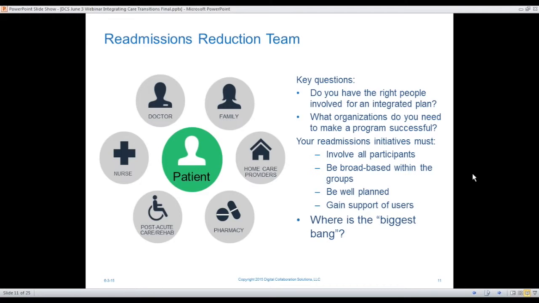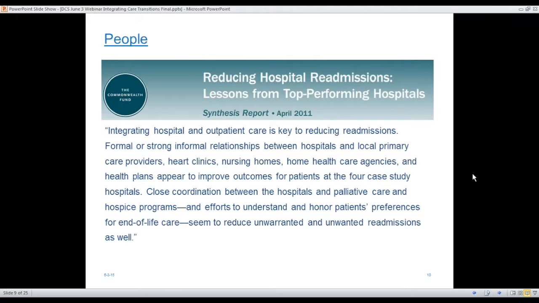The third area that we talked about is people. And once again, people are critical to delivering healthcare. A study by the Commonwealth Fund on reducing hospital readmissions looked across top-performing hospitals and came away with several key points that are here. First, you have to integrate the hospital and outpatient care, and you have to build formal or informal relationships between hospitals and all of their various care providers, clinics, nursing homes, home health care agencies. It's complicated and it's a lot of work because we move our patients through a very complicated continuum of care.